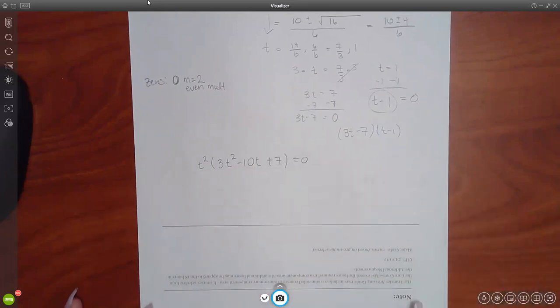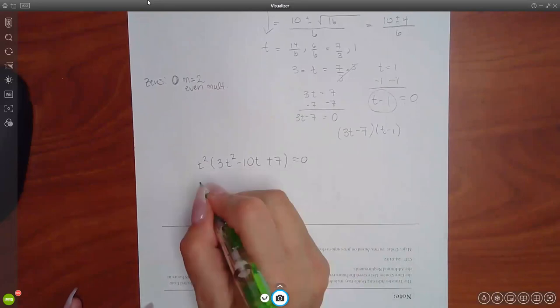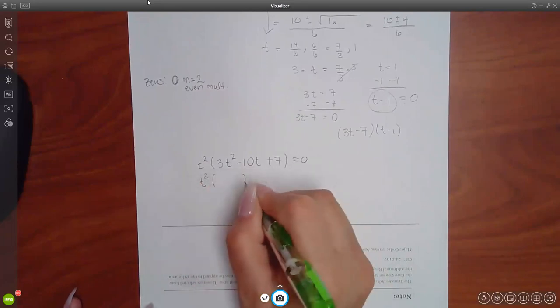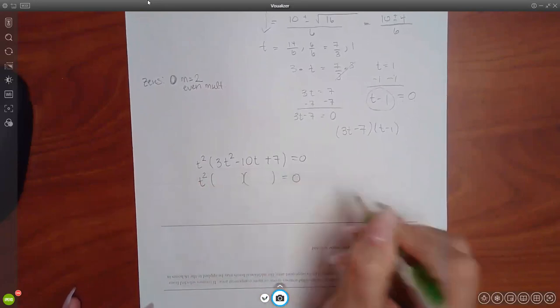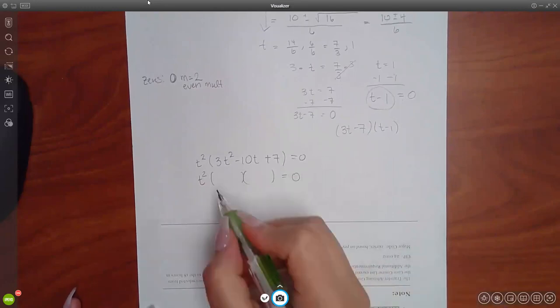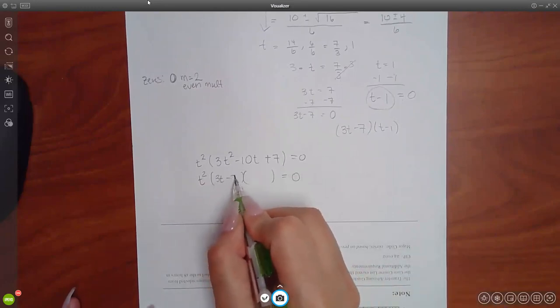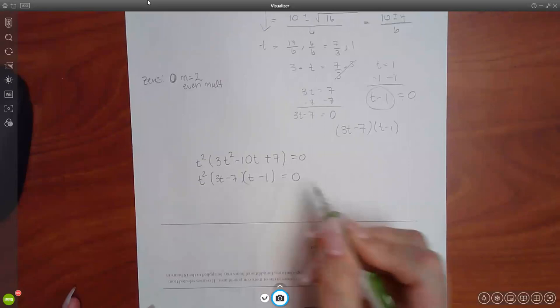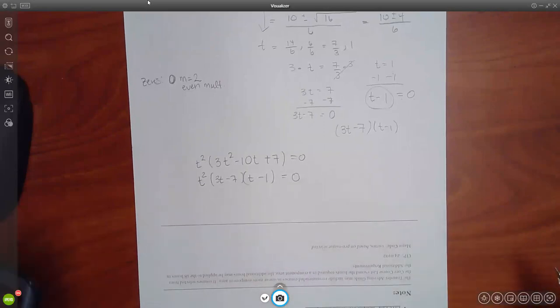Wasn't it like that when I said it equal to 0? And using that quadratic formula, we cheated and we figured out how to factor the other parts. We get 3t minus 7 and t minus 1. Now, I could have done the AC method and got those same two factors.